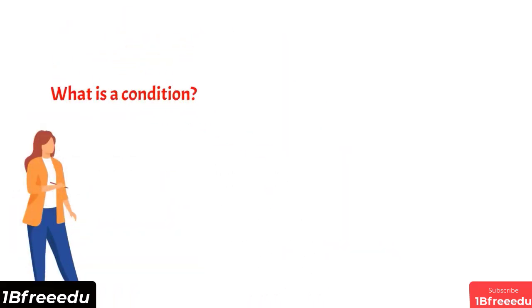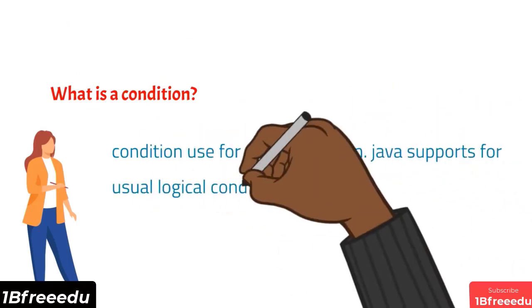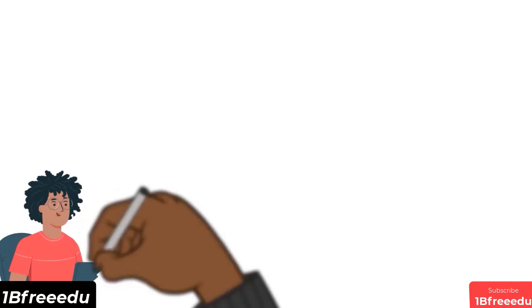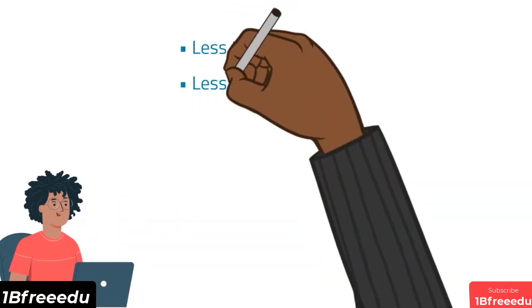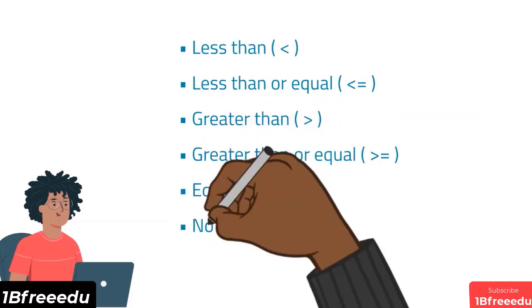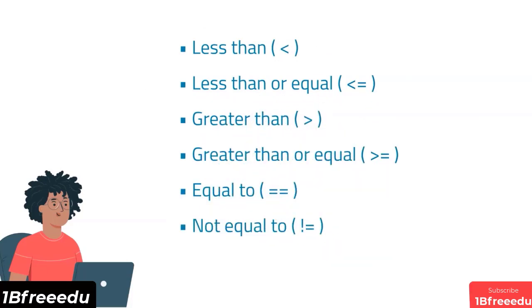What is a condition? A condition is used to make a decision. Java supports the usual logical conditions. For example, less than, less than or equal to, greater than, greater than or equal to, not equal to. Okay guys, from the next video, we will discuss these logical conditions one by one.